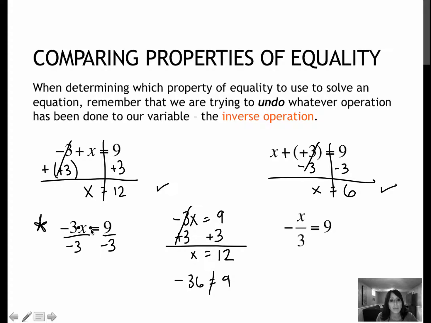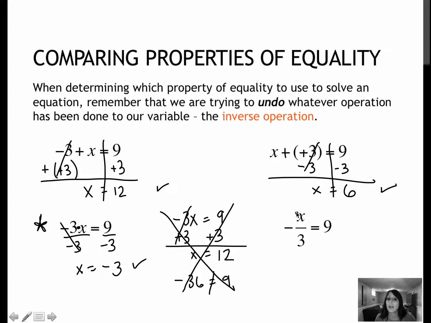So negative 3 times x, to undo, I divide by negative 3. 9 divided by negative 3 gives me negative 3. To do the check, I plug it back in. Negative 3 times negative 3 is positive 9, and 9 equals 9. So this one is okay.